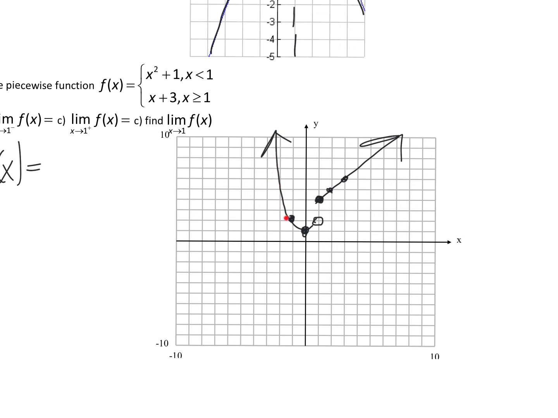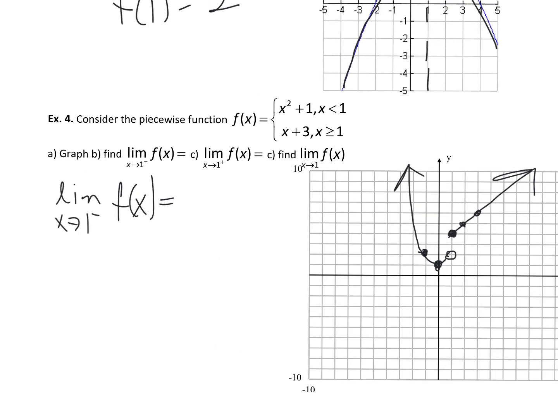So we look at this ant approaching, getting closer and closer. What value is it getting closer and closer to? And that answer is 2. I'll do that again. As this gets closer and closer to the x value of 1, what is the y value that it's getting closer and closer to? That answer would be 2.